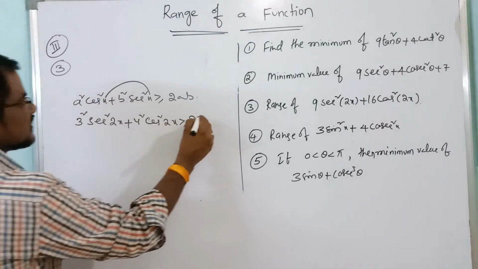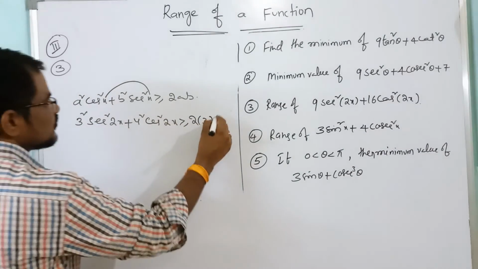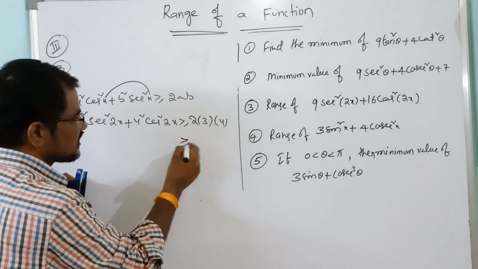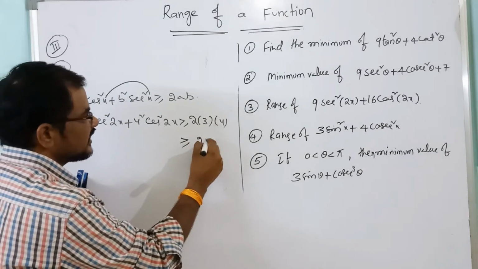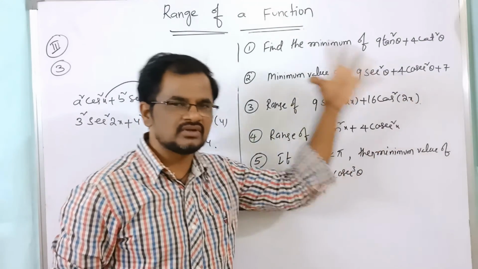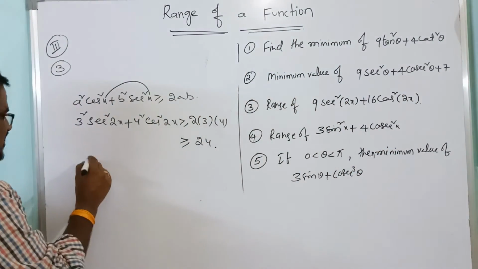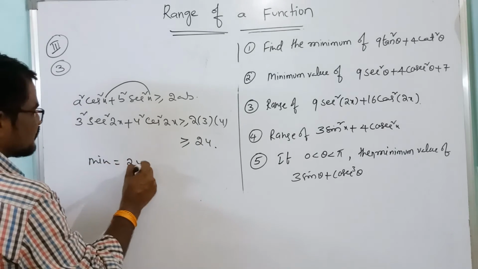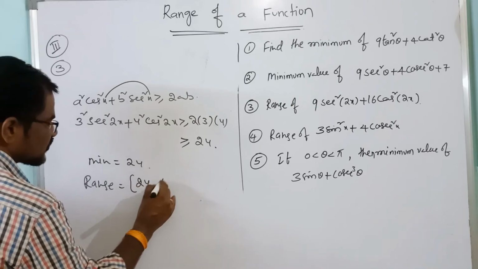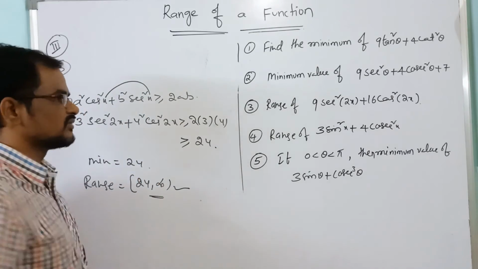It is greater than or equal to 2 times, what is a? 3. What is b? 4. So that is greater than or equal to 24. Otherwise, take the arithmetic mean greater than or equal to geometric mean, you will get the answer. So what is the minimum value for this one? 24. So what about the range? The range is the closed interval 24 to infinity. Like this we have to do.